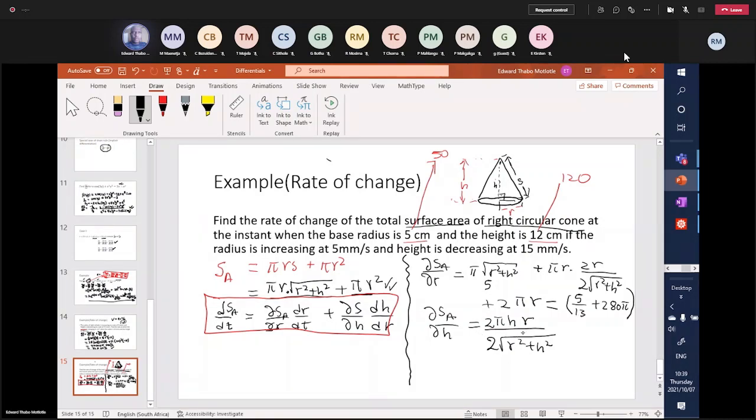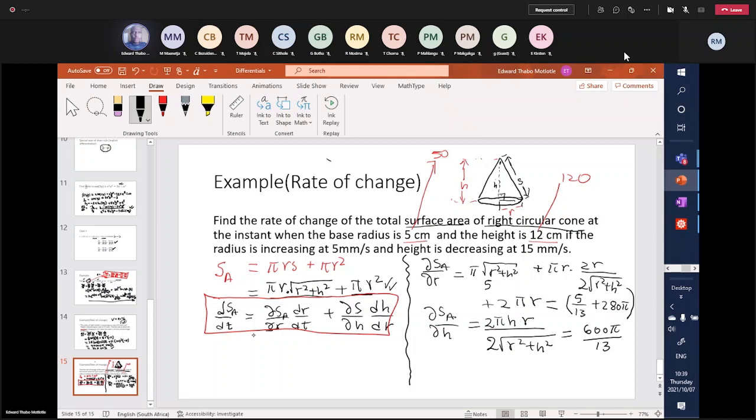Now the second one, this one here. I'm checking my answer, my solutions. The second one, when I substitute r and h, I end up with 600 pi over 13.